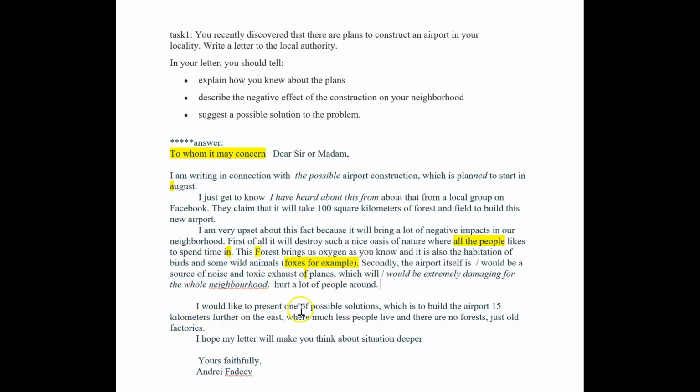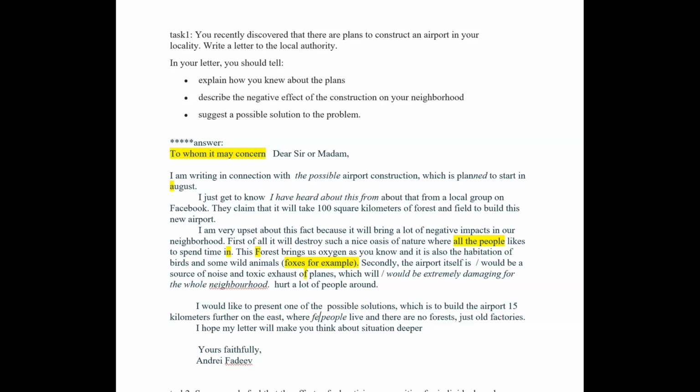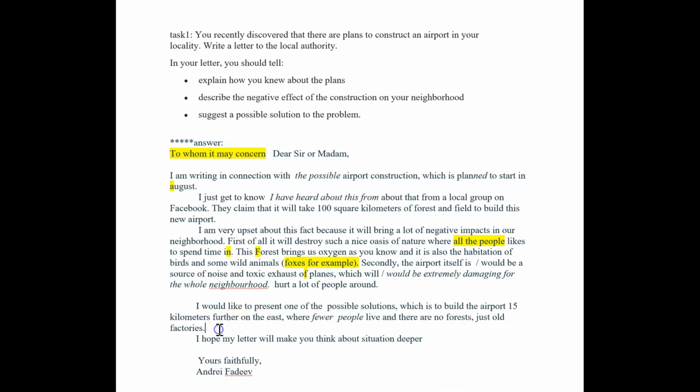I would like to present one possible solution. Either one of the possible solutions or one possible solution. If you're using one of the possible solutions, you've got to have the, which is to build the airport 15 kilometres further on the east, where fewer people live. Much less people, you would say technically fewer people live, and there are no forests, just old factories. Now, instead of old factories, I'd say disused factories. Okay, so this should be fewer. And rather than old, I'd use disused.